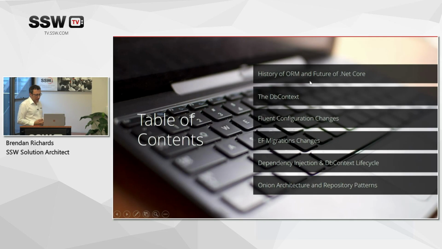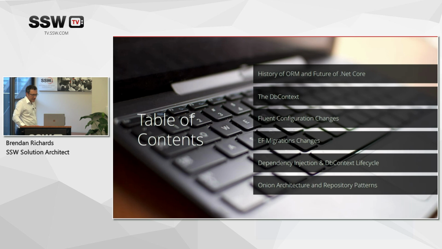So what I'm going to talk about. The first thing I'm going to talk about is a little bit of the history of ORM in the C# space and the future of .NET Core. What's the current state we're in, which is bringing these items forward. Then I'm going to talk about the DbContext, which really is the most important thing to understand if you want to learn anything about Entity Framework.